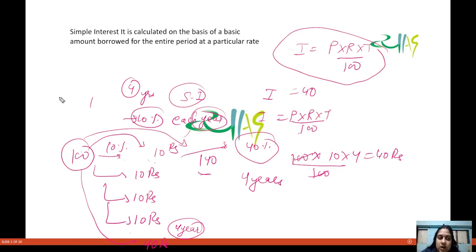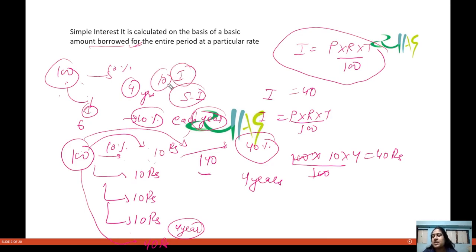Now we are talking about simple interest. So I hope you understand how simple interest is given. For example, if there is 100 rupees and somebody is giving you 10%, then in any year, maybe the fifth or sixth, on 100 rupees you will get 10 rupees interest only. So I hope you understand what simple interest is.